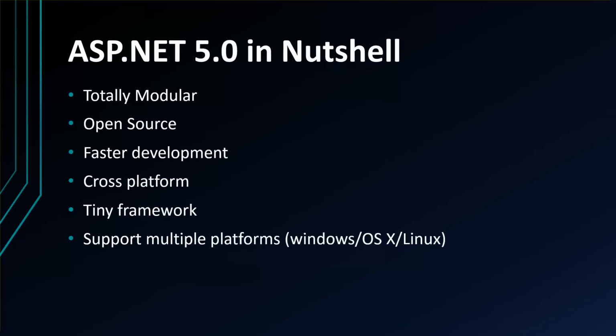In a nutshell, we can say ASP.NET 5 is totally modular and open source, with very fast development compared to older versions, and it is cross-platform, supporting Mac, Linux and Windows. It has some tiny, small frameworks. Earlier, if we developed any app, we depended completely on the full framework, which is around 200 MB. Now they have made very small frameworks of around 20 to 30 MB, which support multiple operating systems: Windows, Linux and OS X.